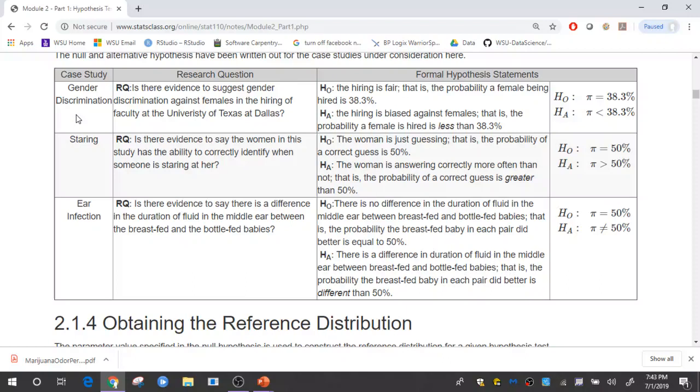So let's look at the gender discrimination. The research question: is there evidence to suggest gender discrimination against females in the hiring of faculty at the University of Texas at Dallas? Again, that's within that division of arts and sciences. The H naught is going to be that the hiring is fair. Okay, so that's what we want to compare our data against.